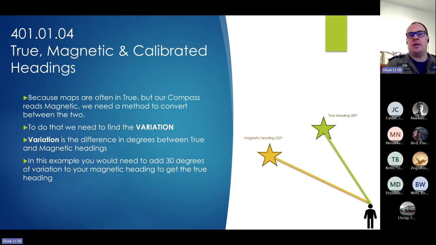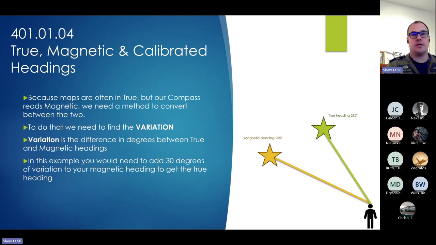However, what our compass reads is very different, right? Because those aren't based on true north, those are based on magnetic north. It looks like there's a difference of about 30 degrees. That's a little bit exaggerated just for the purposes of this lesson, but there's a big variation between those two angles.